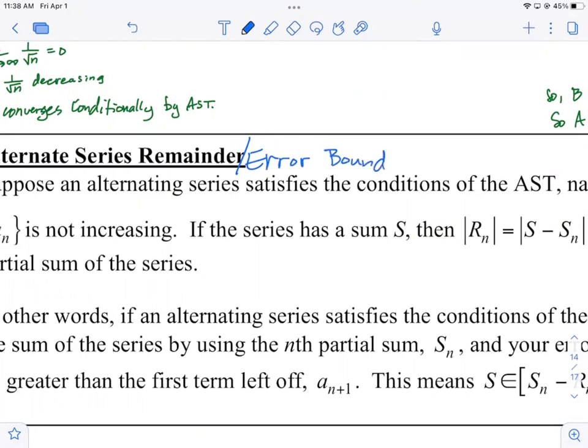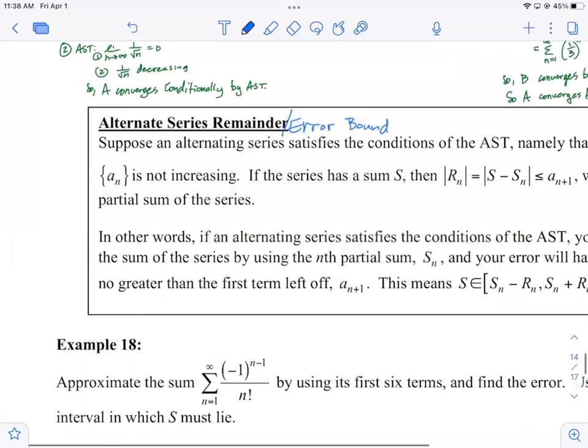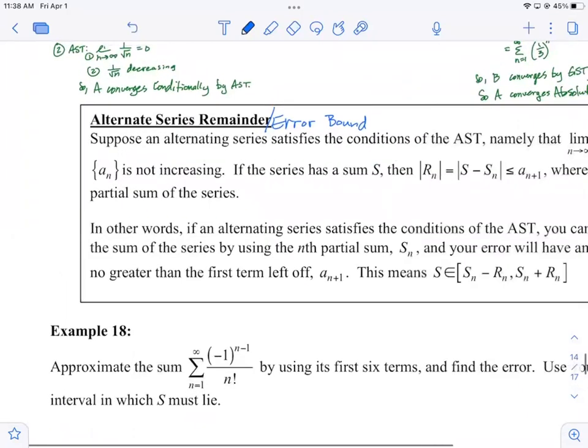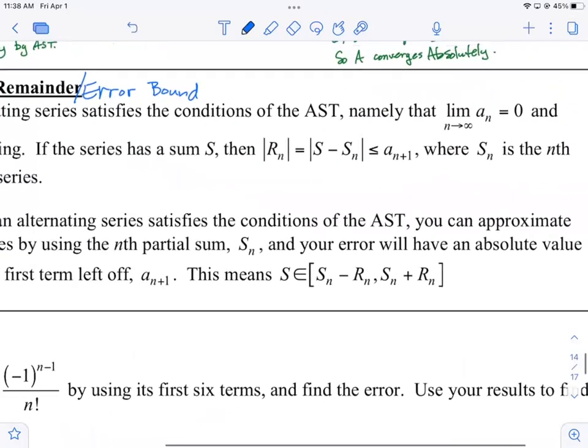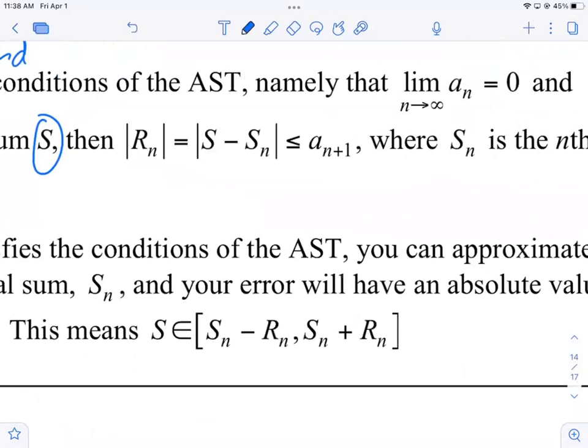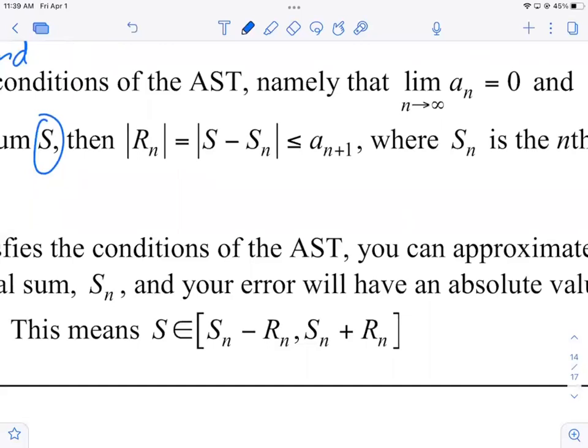If you've taken statistics, it's kind of like a margin of error, like when you do a confidence interval, right? Okay, but here's what it is for the alternating series. Suppose that we have an alternating series that satisfies those two conditions. That is, that it converges. If the series then has a sum S that we're really after, we want the actual sum, then we know that the remainder, using n terms as our sum approximation, that's what n means, adding up the first n terms, is going to be equal to the actual sum minus the partial sum. Now, that is going to be less than or equal to a sub n plus 1.